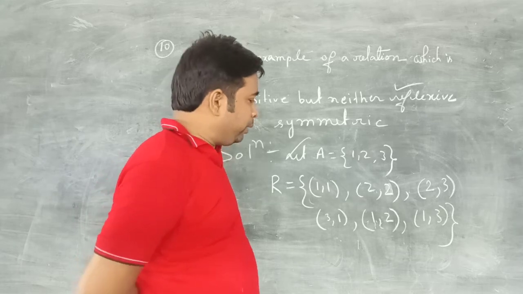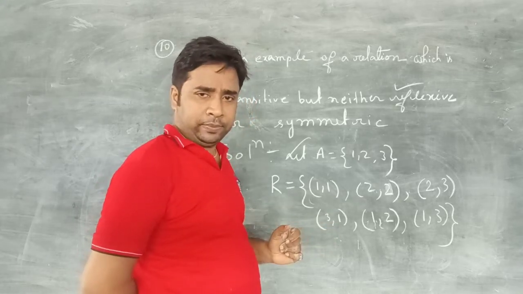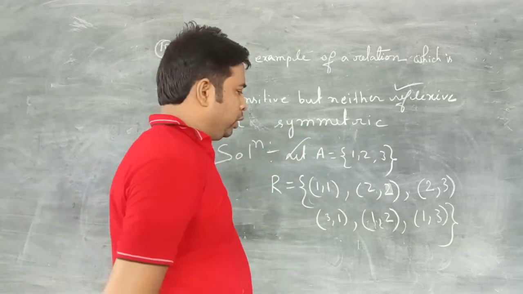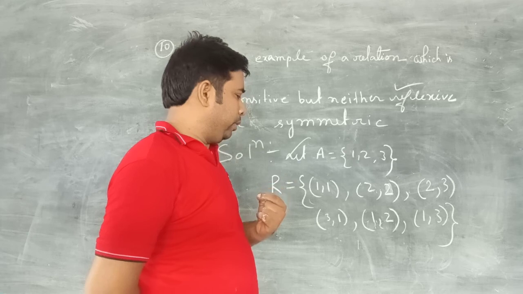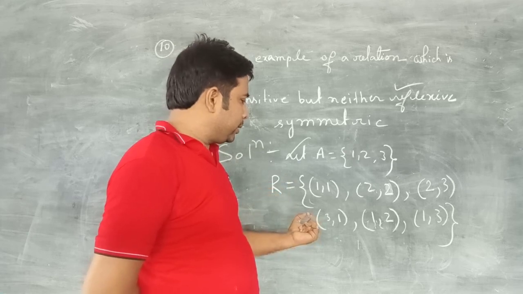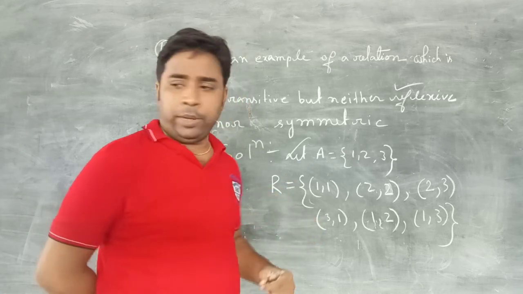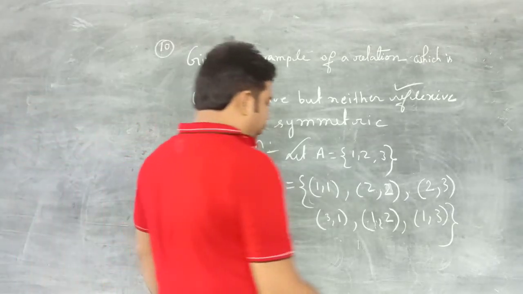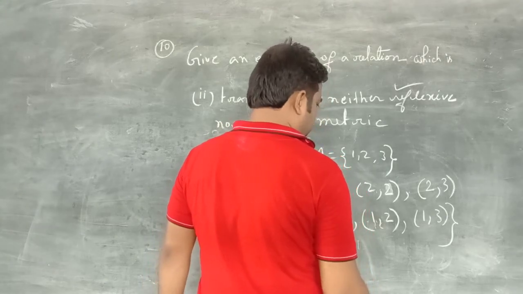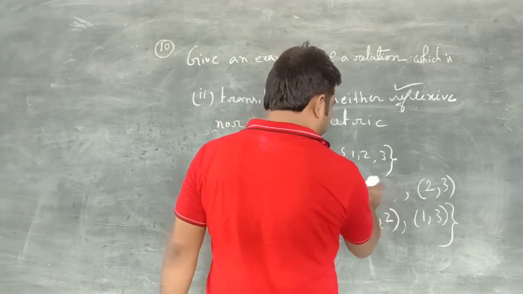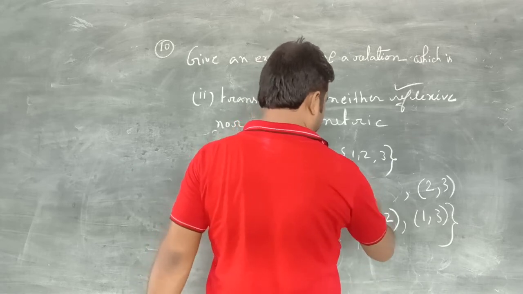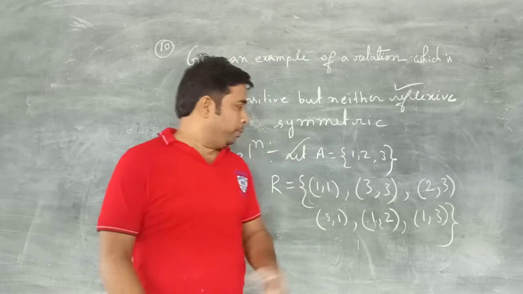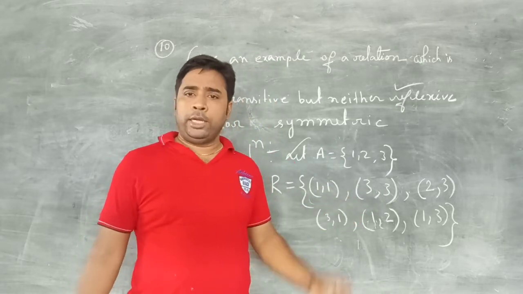But now if we put (3,3) here again, it will be a reflexive relation, but according to the question it should not be reflexive. So what should be our target now? Let us try to eliminate one of the elements. Let us have (3,3) in place of (2,2). Now it is a transitive relation. It is not reflexive also, because (2,2) is absent.